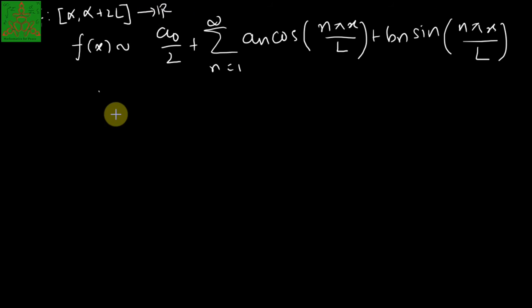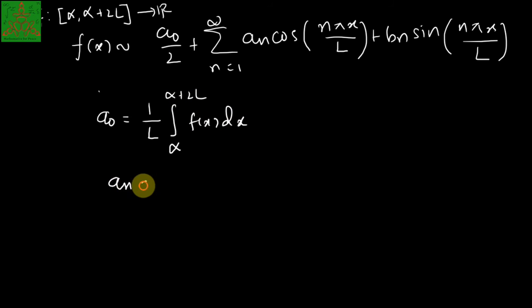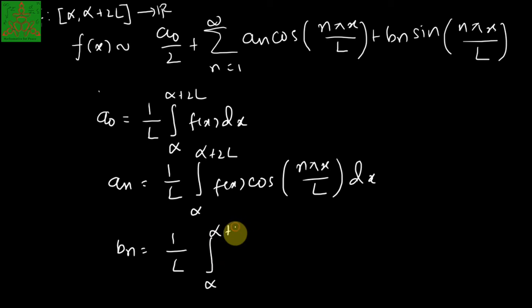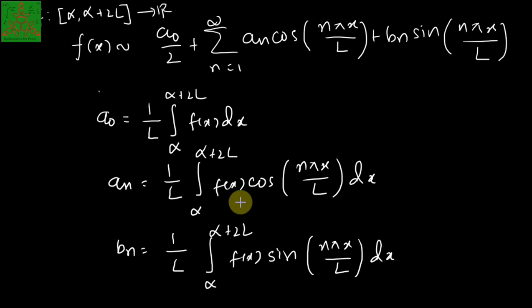This Fourier coefficient will be represented as a0 equal to 1 upon l integral from alpha to alpha plus 2l of f of x dx. an will be 1 upon l integral from alpha to alpha plus 2l of f of x cos n pi x upon l dx, and bn will be 1 upon l integral from alpha to alpha plus 2l of f of x sin n pi x upon l dx.